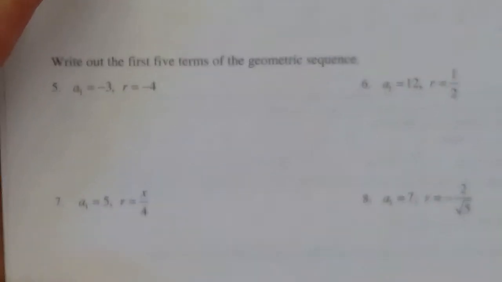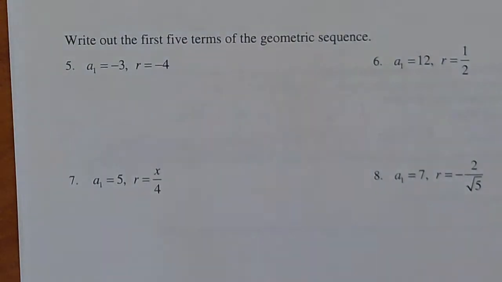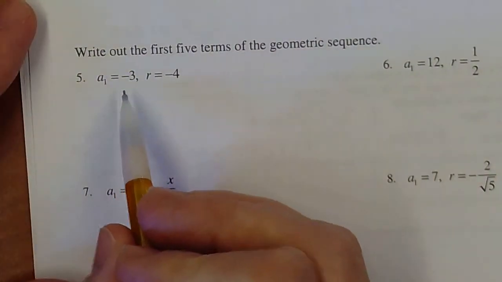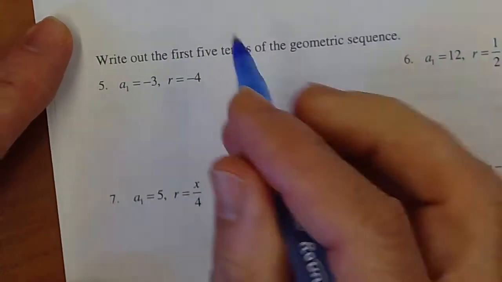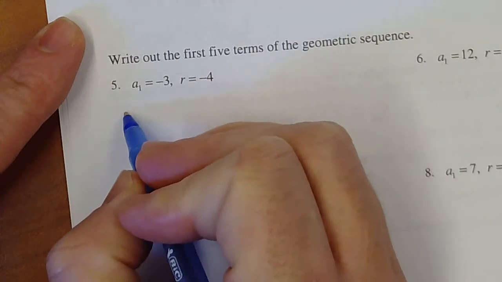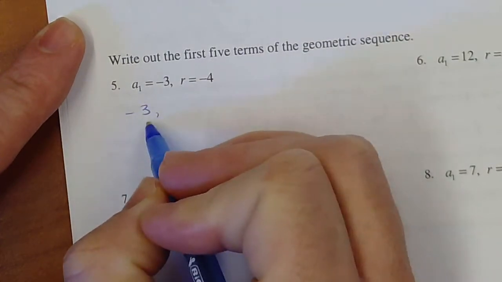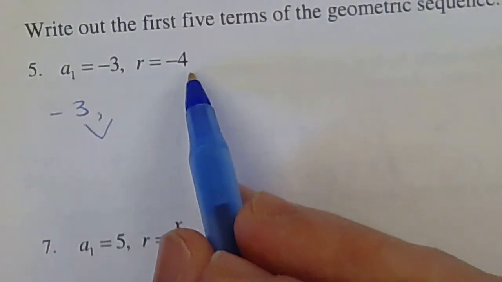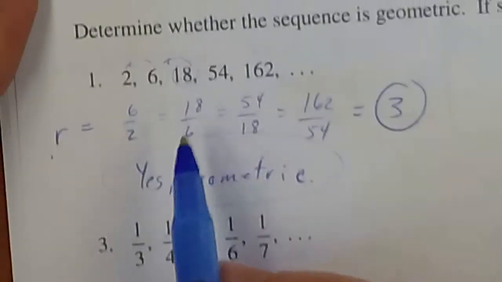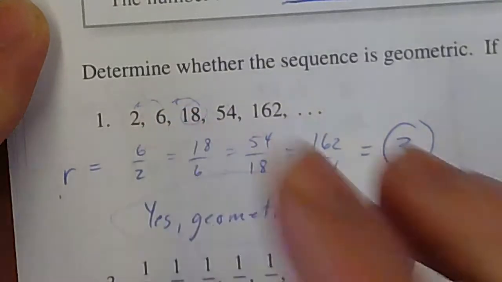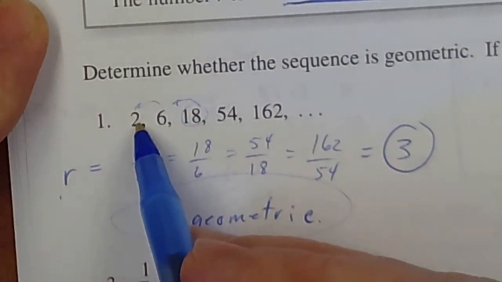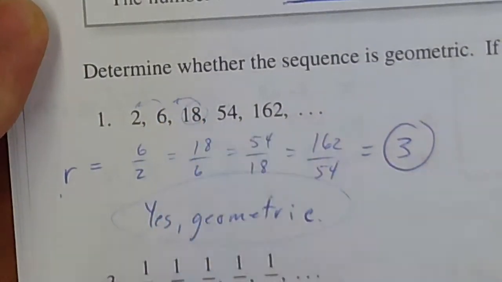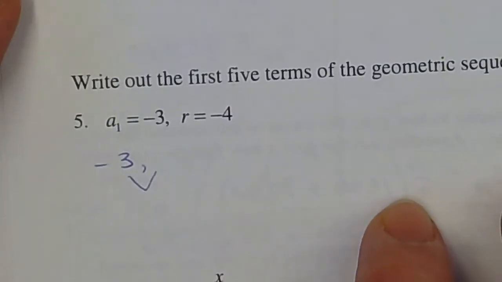This next set is really just checking to see if you understand the definition of a geometric sequence. It has a multiplier. That's all you have to know really to start number 5. Write out the first 5 terms of the geometric sequence. If the first term is negative 3, how do I go from that term to the next one? I have the multiplier given. The common ratio is negative 4. Just like on number 1, if I told you the common ratio is 3, you multiply by 3, and so on. So here we're multiplying by negative 4.